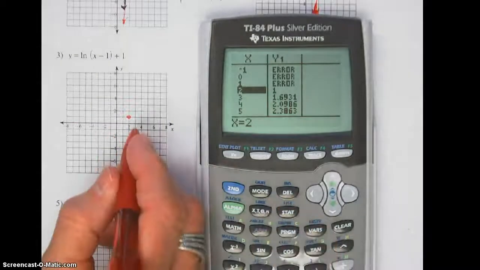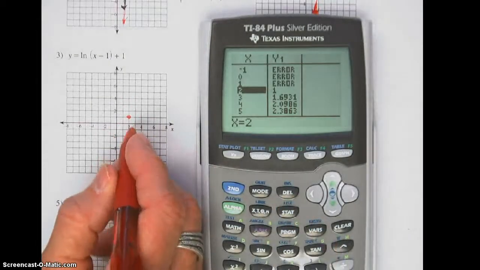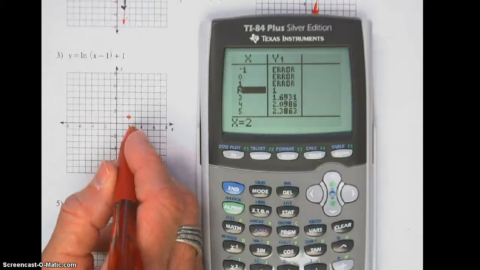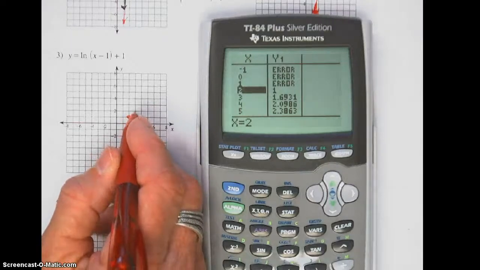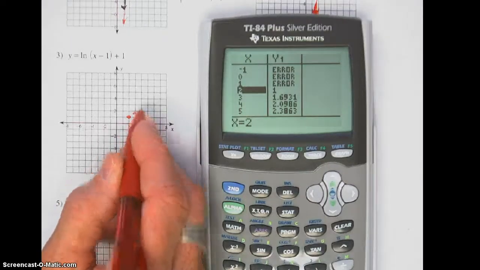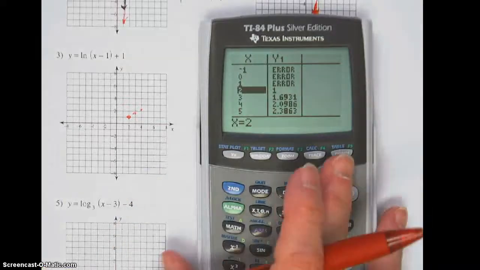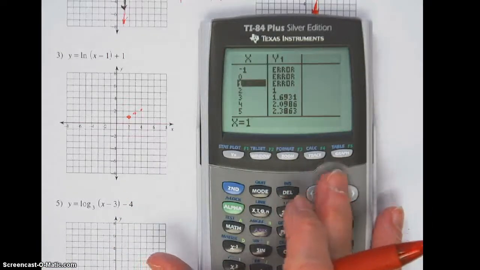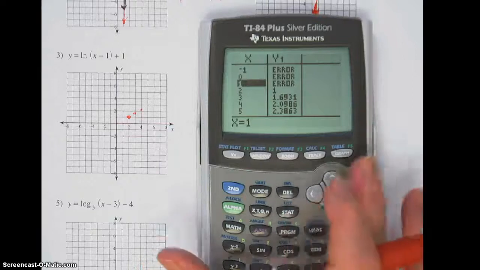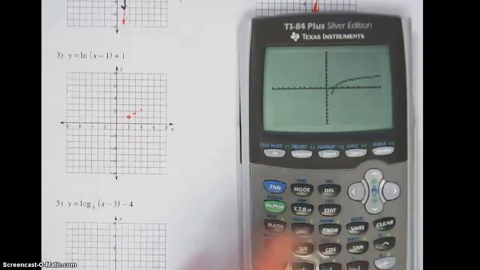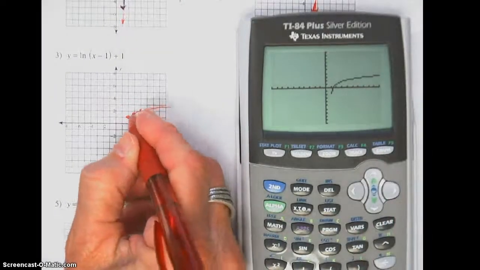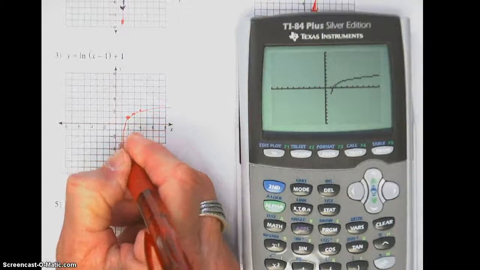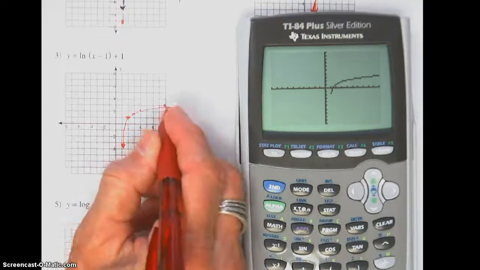At 2 we get a 1 point. At 3 we get a 1.6. And at 4 we're going up. And again, you see here we have an error when x is equal to 1. So let's look at our graph and show how that's going to be leveling off at x equal 1.